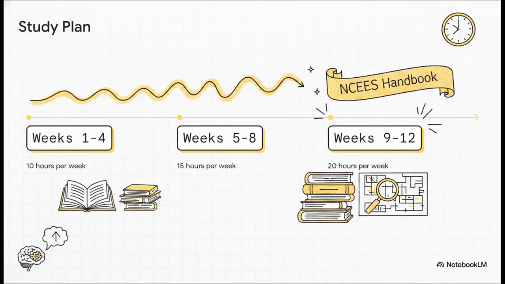When it comes to your schedule, consistency over time is way more powerful than last-minute cramming. A great flexible plan looks like this. Start with about 10 hours a week for the first month to ease into it. Then bump it to 15 hours a week in month 2, and finally, 20 hours a week for the final stretch. This prevents burnout. And remember, during every single one of those study hours, you should be using that NCEES reference handbook to solve practice problems so it becomes second nature.